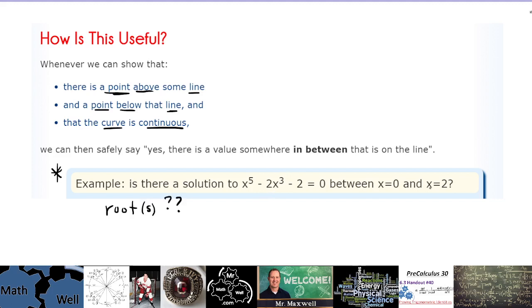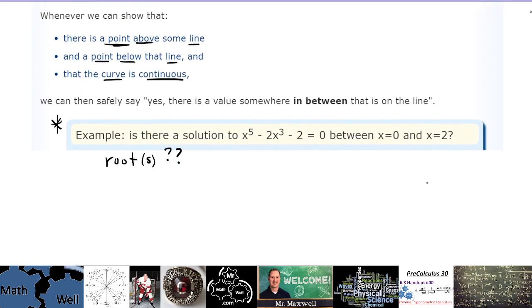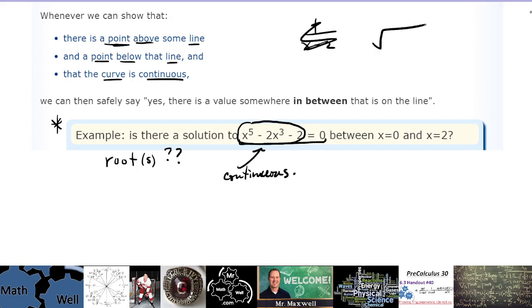Okay, well, this is all we're given between 0 and 2. First of all, notice that this part right here is a polynomial. And so by nature, if we were to graph it, it would be continuous. All polynomial functions are continuous. We have a problem if there's 1 over x minus 2, if it's rational, or if it's the square root of x minus 2. There might be a restriction there on the domain.